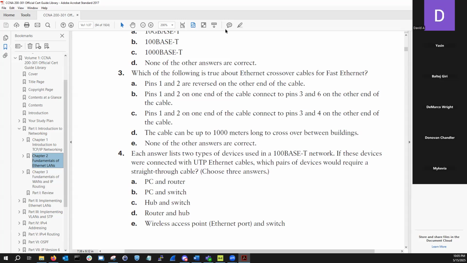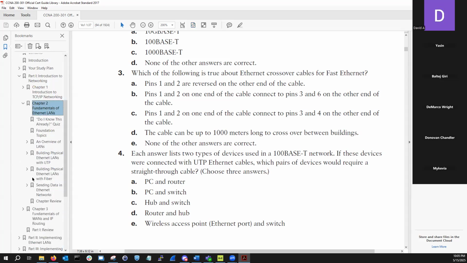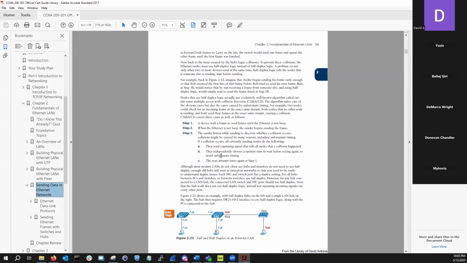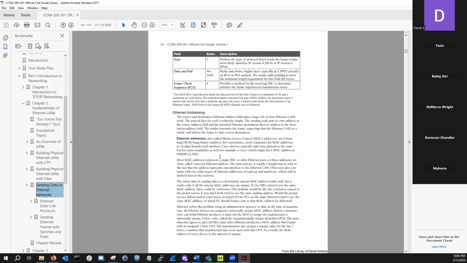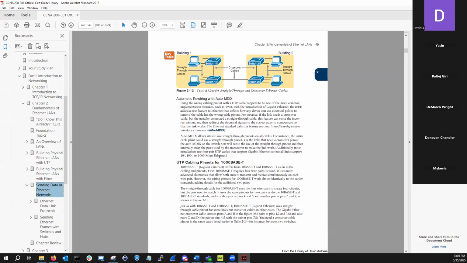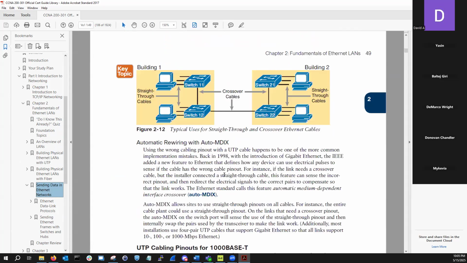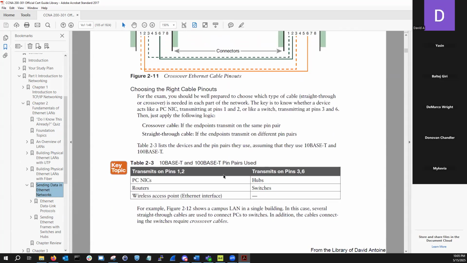So all I know for a fact is, all of them wouldn't transmit on 3 and 6. Let me see. I mean, on 1 and 2, 3 and 6. 1 and 2. What does it say right here? Crossover cable, endpoints transmit. Nope.